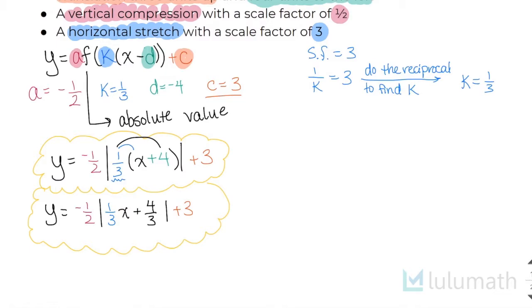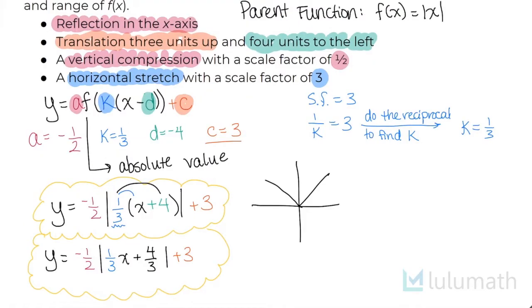Now let's talk about finding our domain and our range. So if you remember, our general sketch for our absolute value function is going to look like this for the parent graph. Now, if we have a reflection in the x-axis and a vertical compression with a scale factor of 1/2, our graph will be shorter, but also reflected in the x-axis. We've got a vertical reflection. So we finished this point and this point. Now, if we have a horizontal stretch with a scale factor of 3, that means that my graph is going to get stretched out horizontally. So this is how it would look. So we're done with that step.